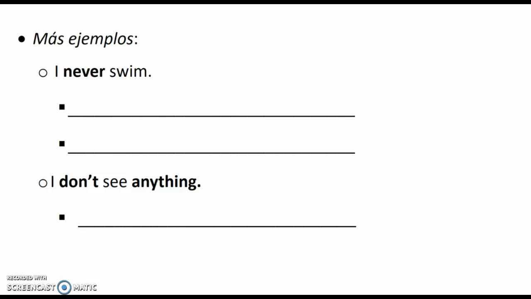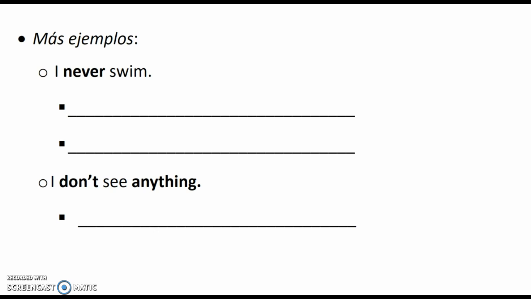Ahora más ejemplos. To say I never swim in Español. So you can form this in two different ways. You could do it like we do in English and start with the word I, then followed by the word never, and then the word swim in the yo form. Or we can write this as a double negative. So the simplest way would be to say it as we would in English. The word never is nunca. So yo nunca nado. Or we can start as a double negative.